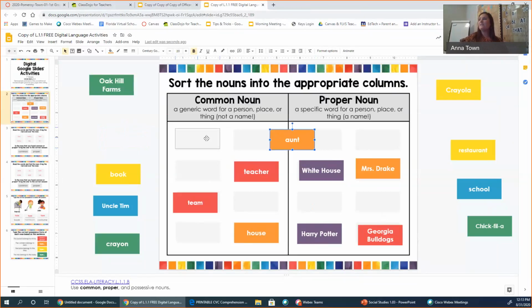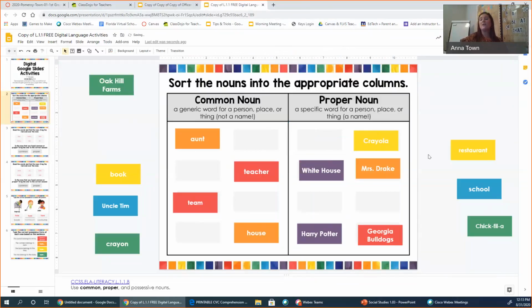Good job. Okay, let's take a look at Crayola. Crayola is a proper noun. It's the name of a specific company or brand.